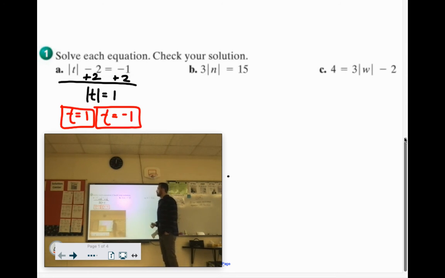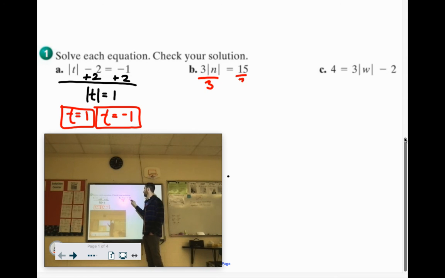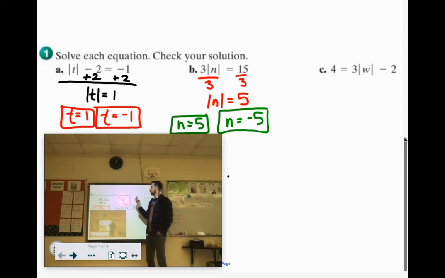3 times the absolute value of n equals 15. You need to get it down to just the absolute value, so you'll divide out that 3, which will leave you with the absolute value of n equals 15 divided by 3 is 5. Here's where we set up the two equations. One with a positive version of the answer, one with a negative version. N equals 5, n equals -5. If you put either one of these back into the original equation, they both work.